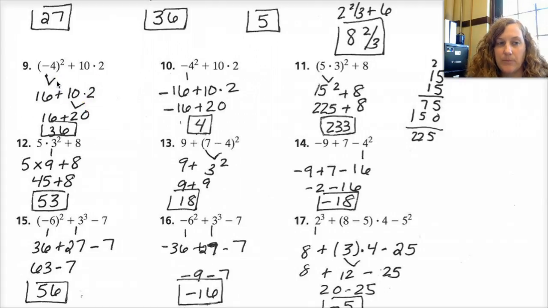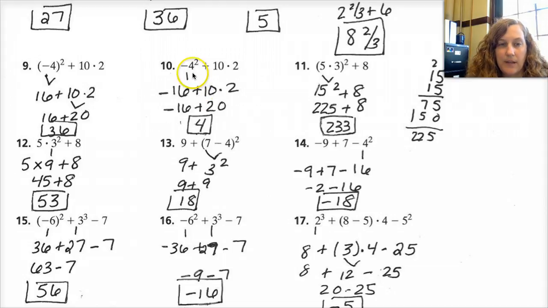9, we have an exponent here, so we have to do that first. -4 squared is -4 times -4, which is positive 16. Then we have 16 plus 10 times 2. Now we do the multiplication. 10 times 2 is 20. 16 plus 20 is 36.